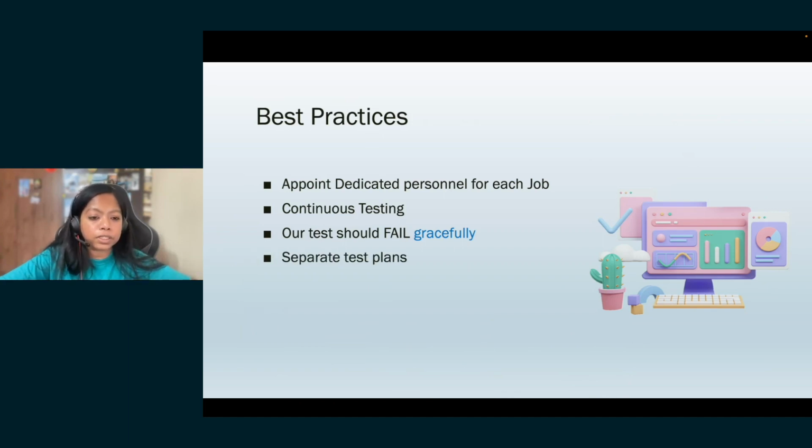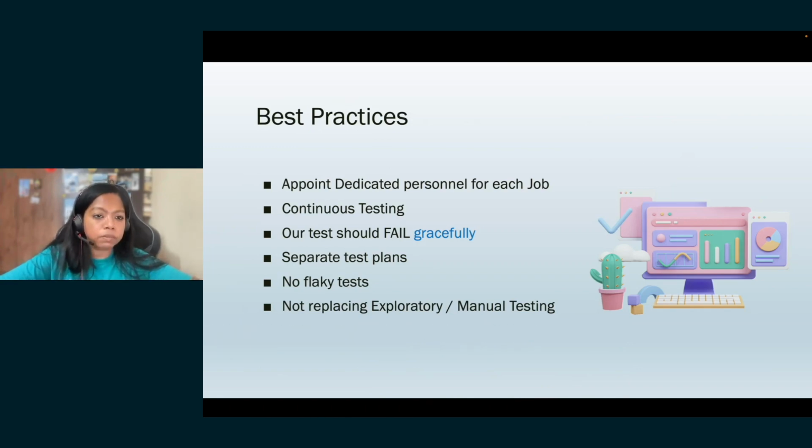And then we have separate test plans so that we plan our tests well for visual, functional, non-functional, and everything. We also need to remember that although we are automating the maximum number, we are not trying to replace exploratory testing or manual testing. We cannot eradicate some of the manual testing efforts.